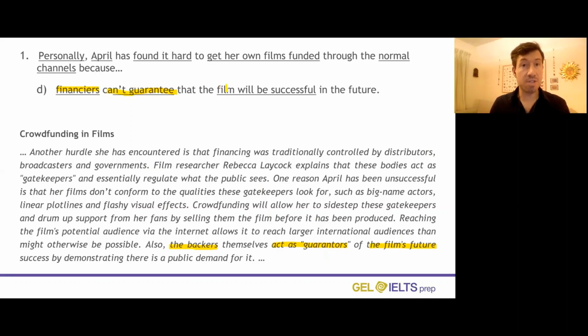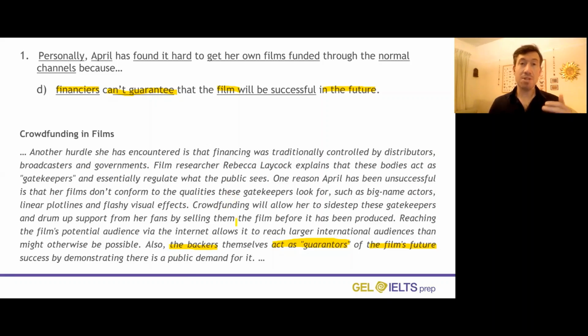So the film's future, the film in the future. So actually this is the key bit here. Here it's saying they act as guarantors, whereas here it's saying they can't guarantee it. So these aren't the same. So D is not the correct answer here either.